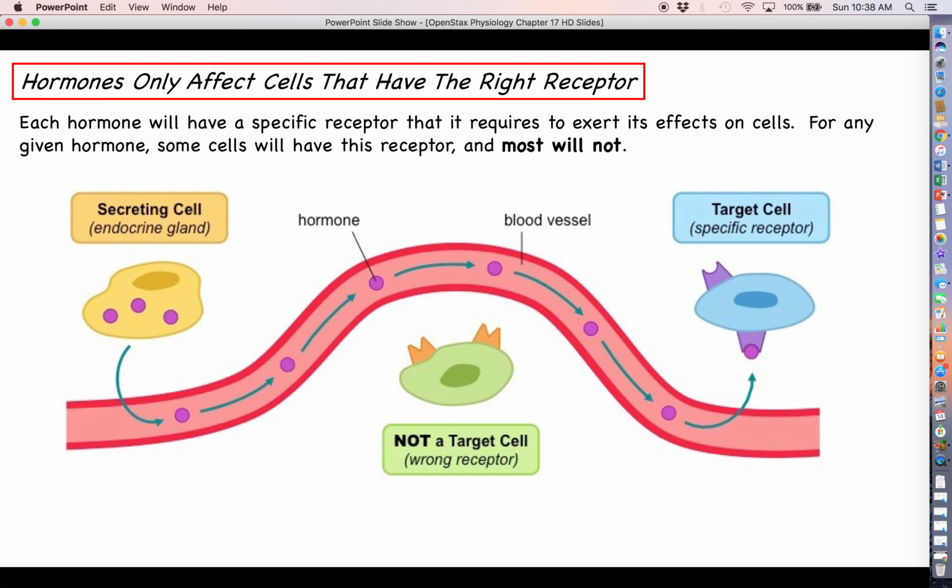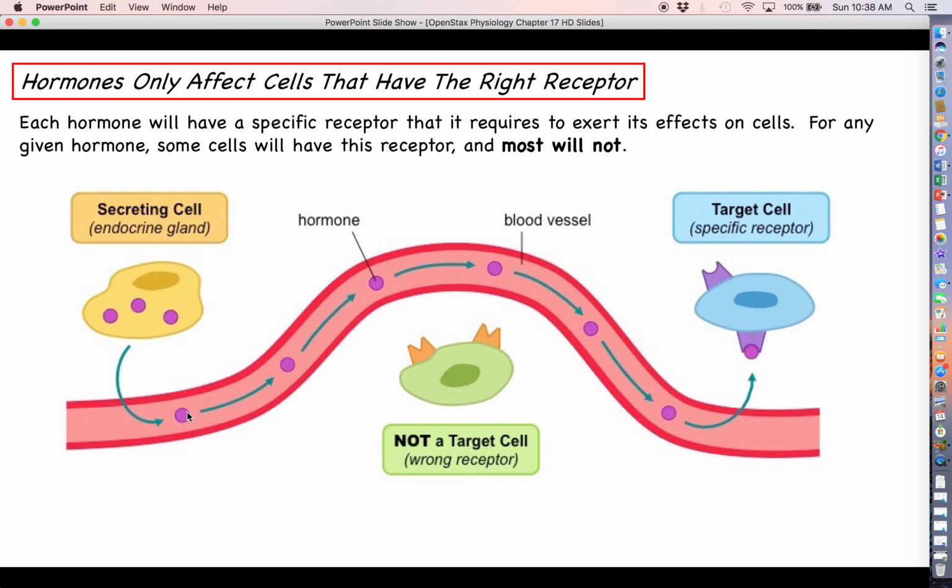So in the communication unit, we talked about the distinction between a target cell and a non-target cell. For any given hormone, like what you're seeing here, the yellow cell is secreting its hormone into the blood. We said that most cells in the body are going to have access to what is in the bloodstream, meaning they have access to hormones in the bloodstream. But only a very small number of cells in the body can actually respond to that hormone, because that small percentage of cells are going to have the correct receptor for that particular hormone.